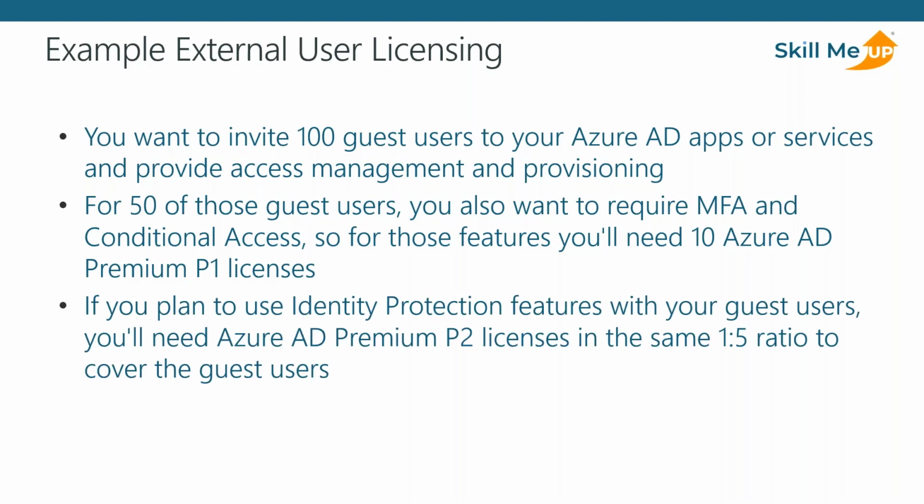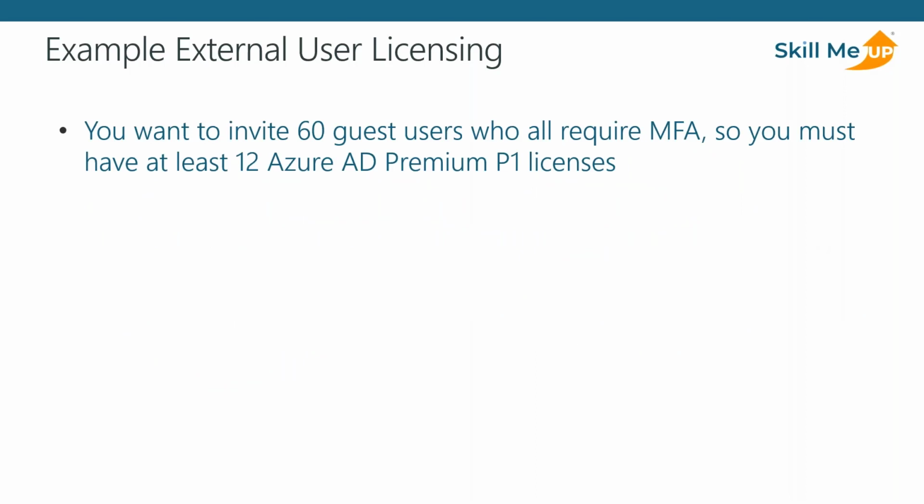For the other 50, I wish to use protection features for the guest users, and I'll need Azure AD Premium 2 licenses in that same 1:5 ratio. So if I had 50 users that I wish to use identity protection in, I would need 10 Azure AD Premium P2 licenses in the tenant to cover the 1:5 ratio. Most important thing to take away from here is the 1:5 ratio. A second example, let's say you want to invite 60 guests who will all require multi-factor. In that scenario, you're going to need to have at least 12 Azure AD Premium P1 licenses.